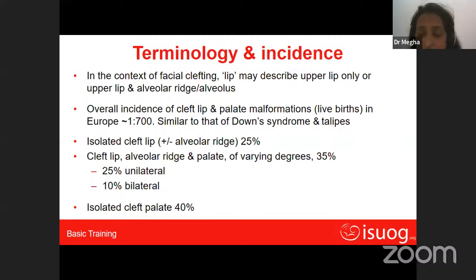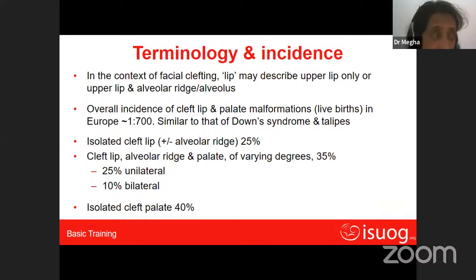The incidence of cleft lip and palate is about 1 in 7,000 live births in Europe, which is similar to Down syndrome and talipes there. In Oman, the incidence is very similar for cleft lip and palate. It seems to be around 1 in 666. However, the incidence for Downs and talipes is higher in Oman. In both cases, it's between around 1 in 400 and 1 in 420.